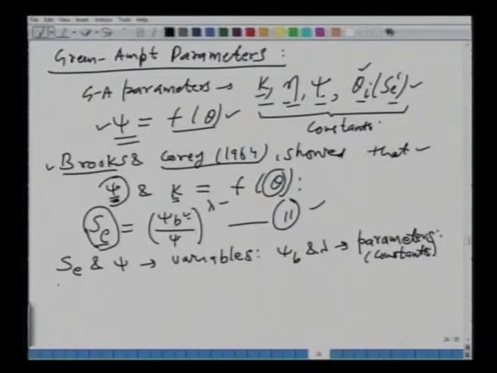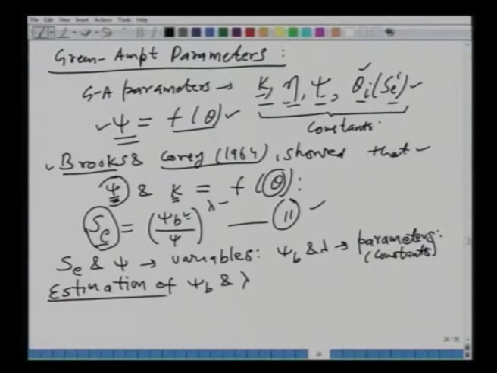Okay. So, what we will do is we will look at this procedure of estimation of psi b and lambda, which are Brooks and Corey parameters. Okay. So, I will give it to you in a step by step procedure.